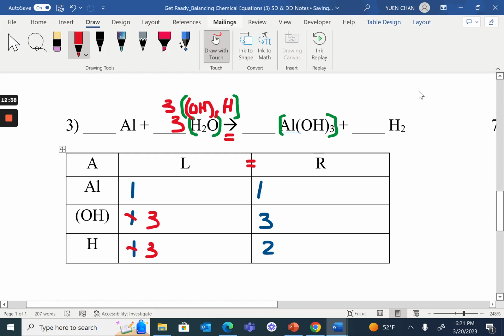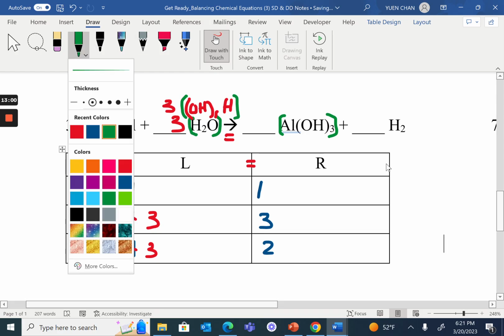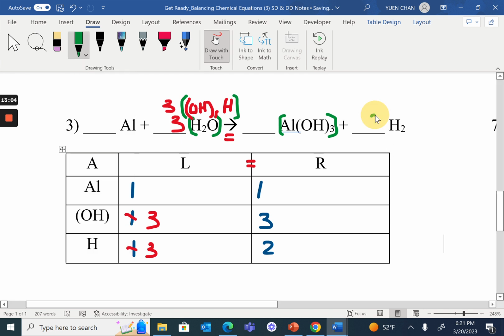Okay. So right now you see that Al is balanced, OH is balanced, but H is not balanced. I don't know if you remember, I get an even number and an odd number. The best way is to multiply them to get 6. So 3 and 2 multiply to be 6. That means I want the right-hand side to be 6. How can I make the right-hand side 6? I have to change my H here to be 3, then I can make this 6.